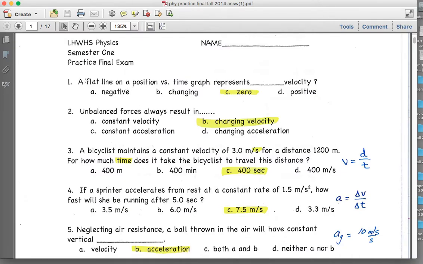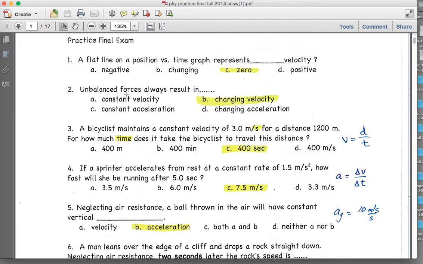Okay, let's go. A flat line on a position versus time graph. When you see these questions about the slope on a graph, I always just take a time and maybe even sketch the graph out a little bit. Just remember change in y divided by change in x. So if your change in position is 0, if you stay in the same place, then your velocity will be 0. So yes, this is asking you about the slope.